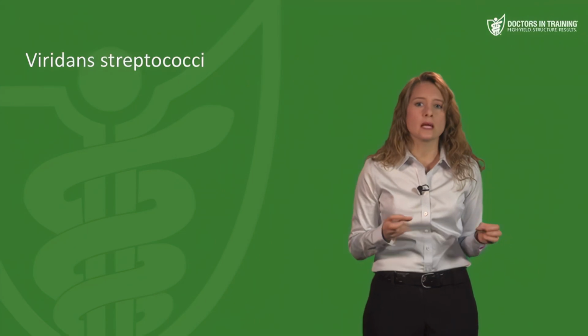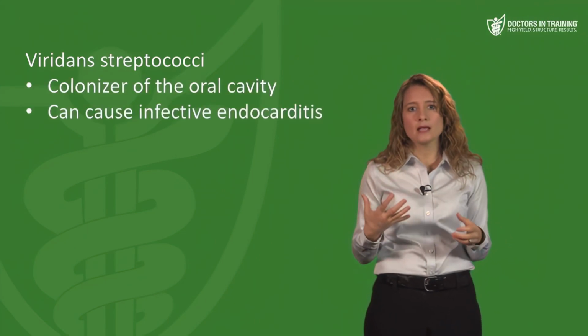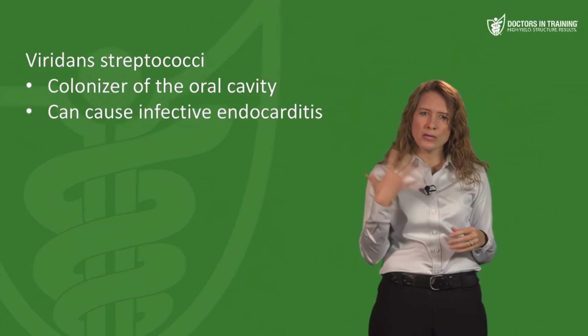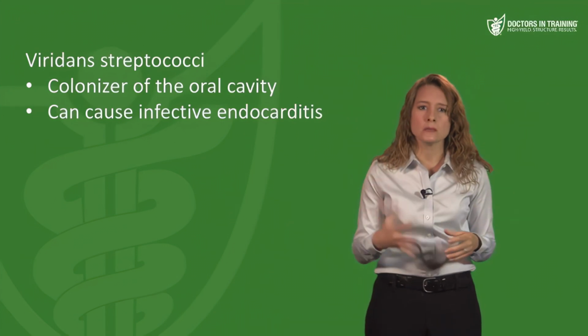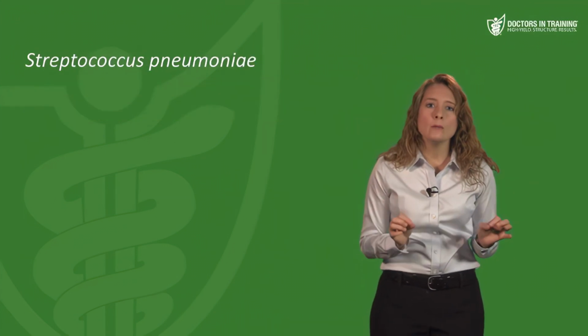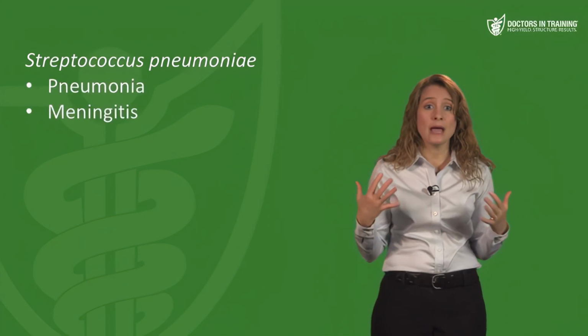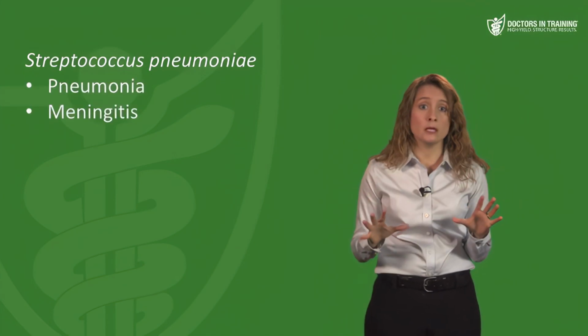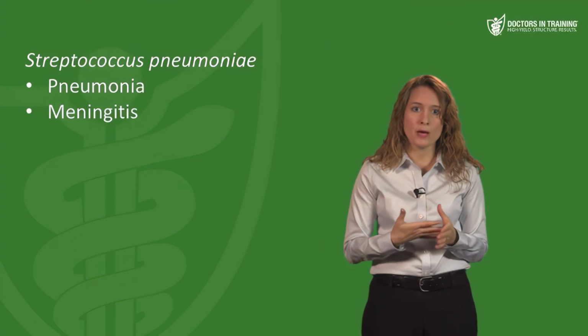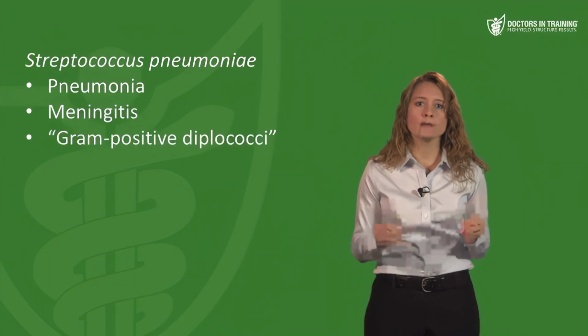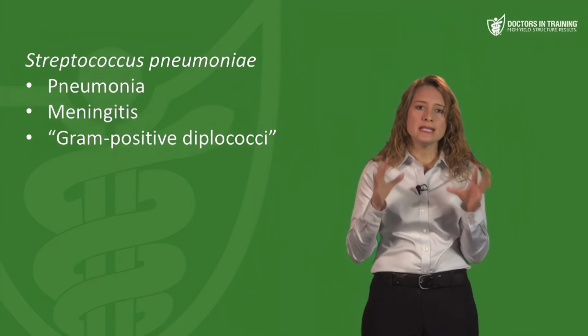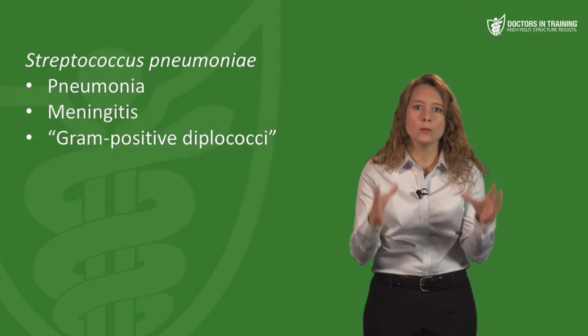Strep viridans is a colonizer of the oral cavity and can cause infective endocarditis in patients that have poor dentition or after dental procedures. Strep pneumoniae can cause pneumonia and meningitis. It is certainly known to show up on tests, so be sure that you know about it. It's usually described as gram-positive diplococci. So if you see that description, think strep pneumoniae.